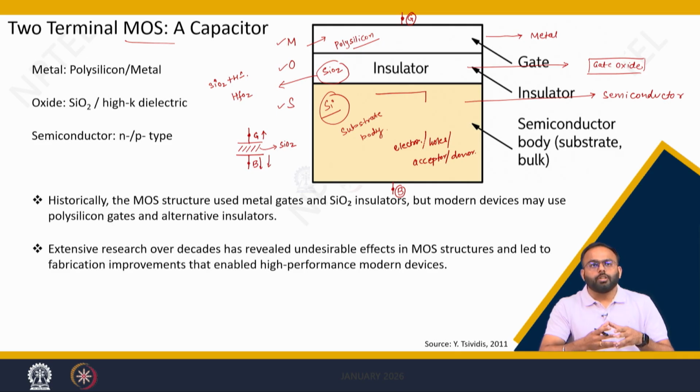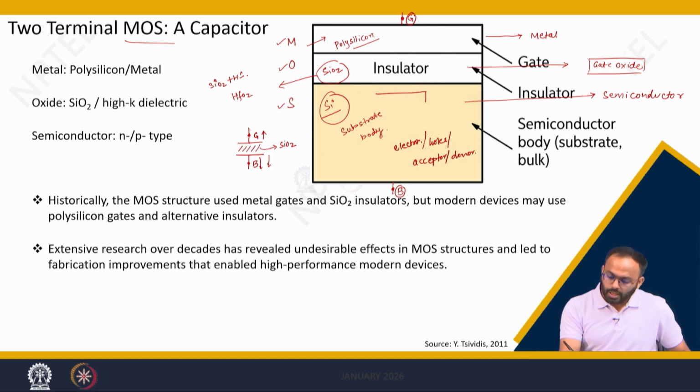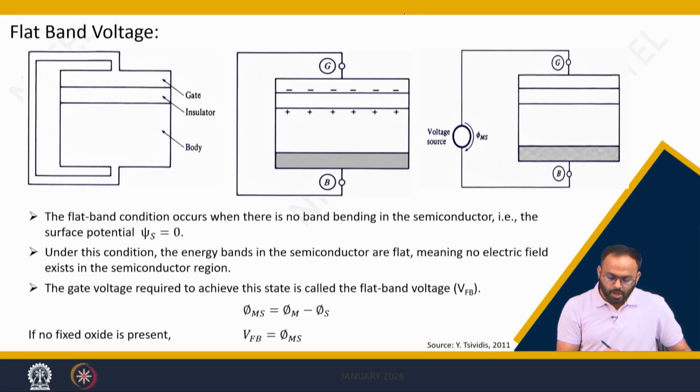So, to understand this MOS structure, which is called the MOS capacitor, thoroughly, we will go on to analyze the MOSFET. Let us start with a basic understanding of flat band voltage. What will happen if we apply a voltage across the gate and body terminals?